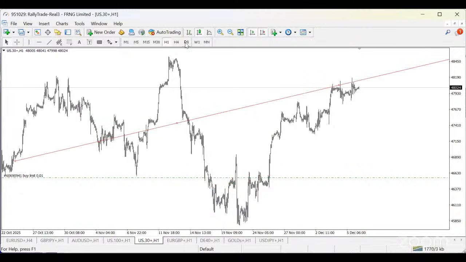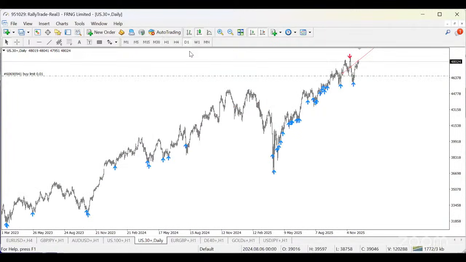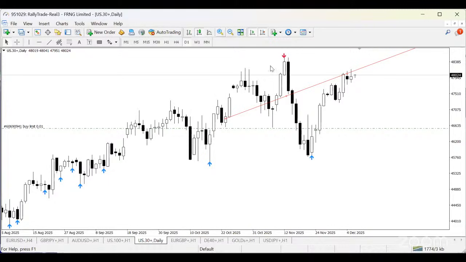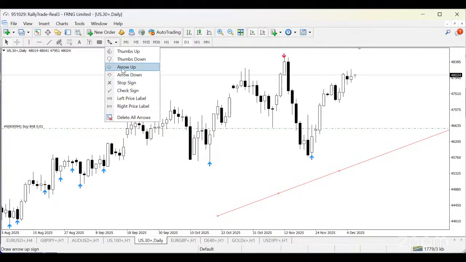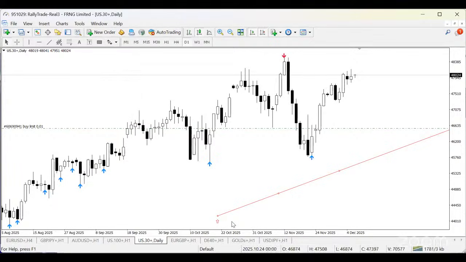Wait, let me put it on D1. And then zoom, zoom, zoom. So let me drag it down here. Okay. So you see these 3 dots, 1, 2, 3. Let me put an arrow on it so that everybody can see it. There's a dot here. Okay. There's another dot here. Okay. And then there's another dot somewhere there, right? Those are the 3 dots we have.